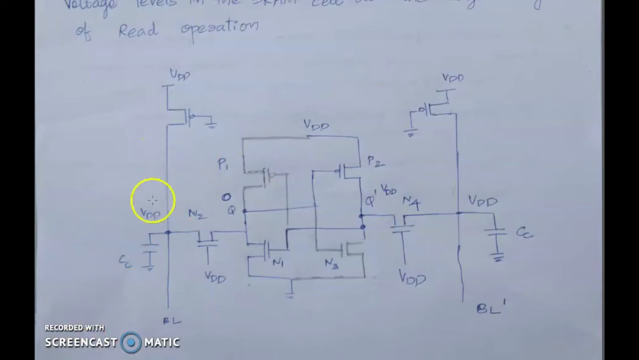Note that for read operation, bit line and bit line bar have to be pre-charged to VDD. So this is the pre-charge circuit. Using PMOS transistors, the bit line and bit line bar are pre-charged to VDD. So based on what is present at Q and Q bar, the bit line will either stay at VDD or will be discharged to ground.